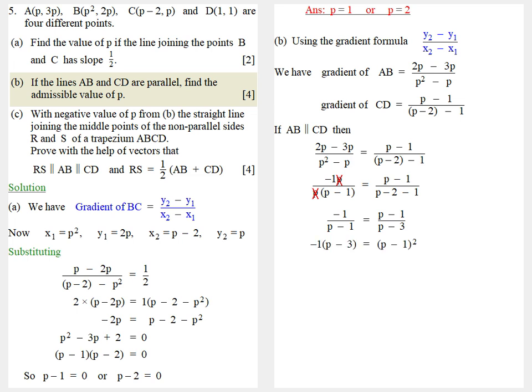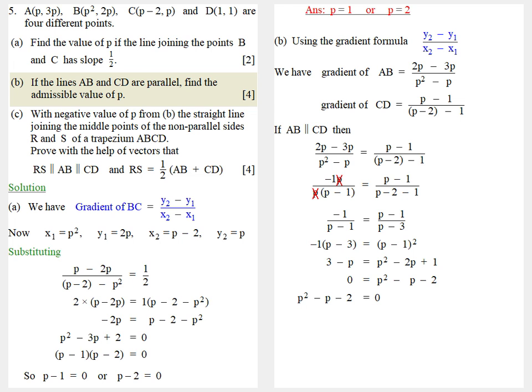If we cross multiply, we end up with minus 1 times (p minus 3) equals the bracket (p minus 1) all squared. Expanding the brackets gives us 3 minus p equals p squared minus 2p plus 1. If we subtract 3 and add p onto both sides, we get 0 equals p squared minus p minus 2. Or just swapping the sides, p squared minus p minus 2 equals 0.